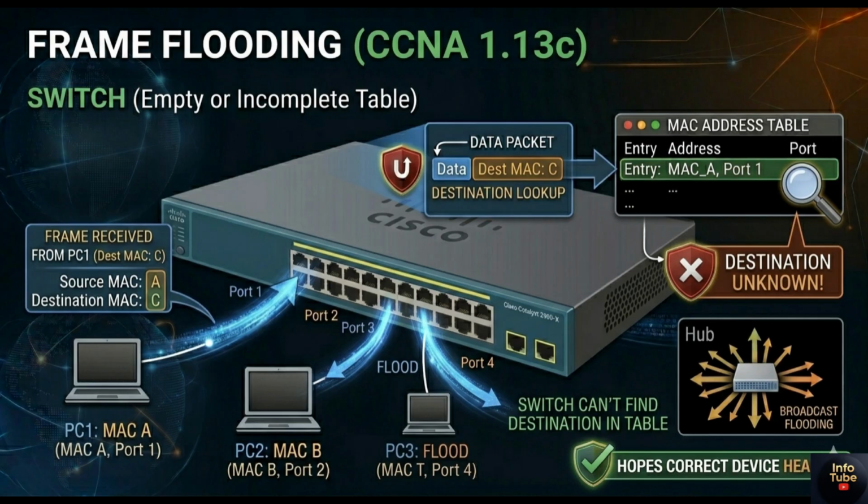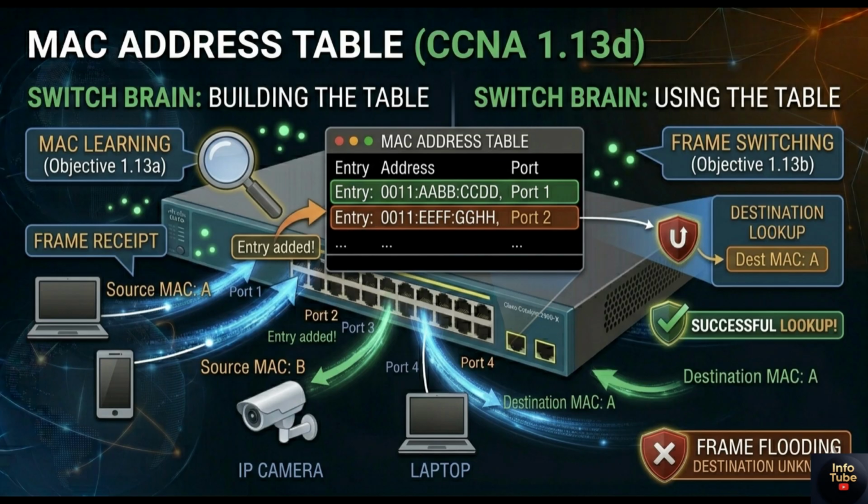1.13d, MAC Address Table. All of this intelligence is stored in one place, the MAC address table. You can think of this as the switch's brain or its master cheat sheet. It is a simple list in the switch's memory that maps a physical MAC address to a physical port number. As an administrator, you can view this table at any time. When you see a list of MAC addresses and ports, you are looking at the result of the learning, switching, and flooding processes all working together.